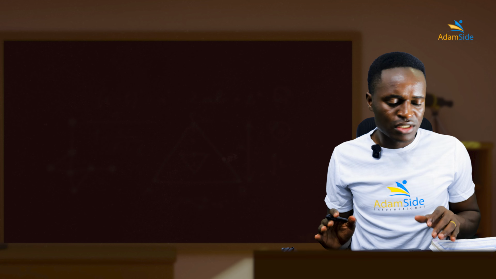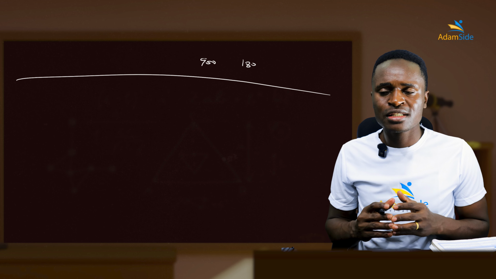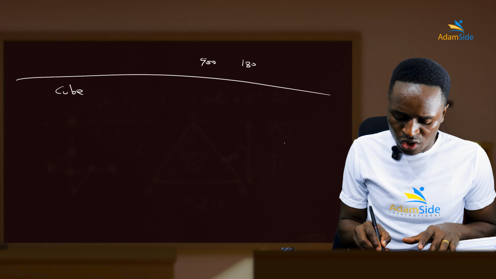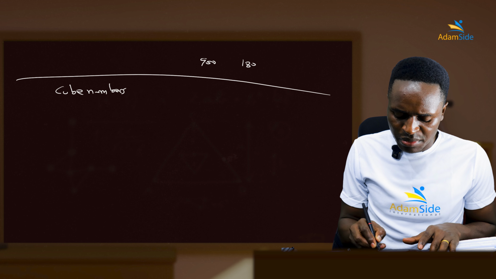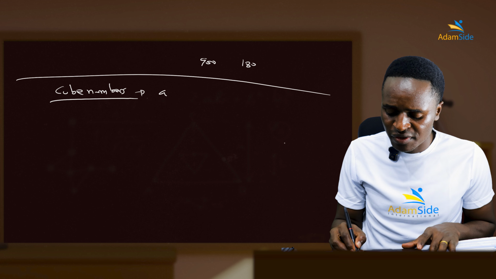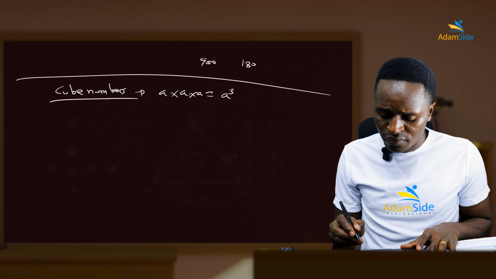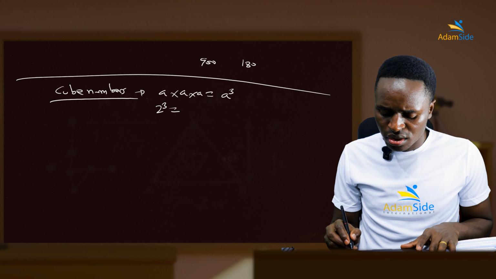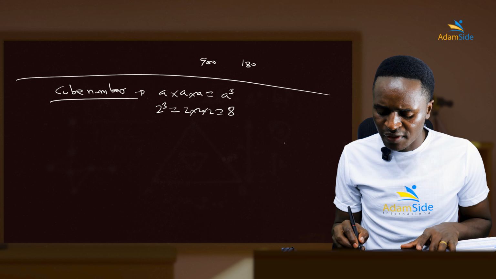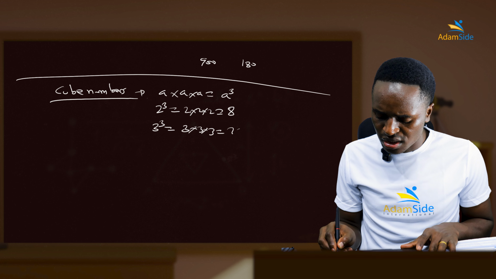cube numbers. What are cube numbers? A cube number is a number that is found by multiplying the same number 3 times. For example, if it's a times a times a, you get a cubed. So for example, 2 cubed is 2 times 2 times 2, which gives 8. If it's 3 cubed, you get 3 times 3 times 3, which is 27.